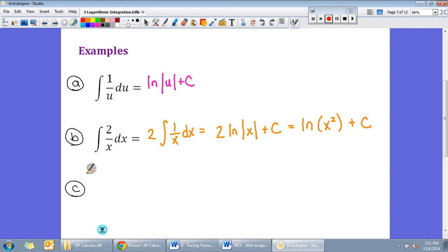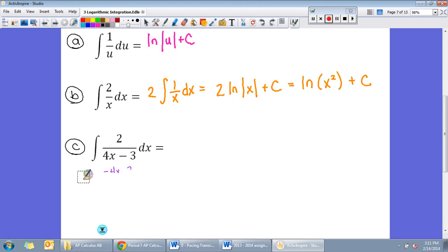For our third example, let's look at 2 over 4x minus 3. And when you have something like this, you really should make whatever your denominator is u and then do a u substitution problem. So if we do that, our du is going to be 4 dx. Now, when you have a 2 but you need a 4, if we just multiply our numerator by 2, then we get the number that we need.